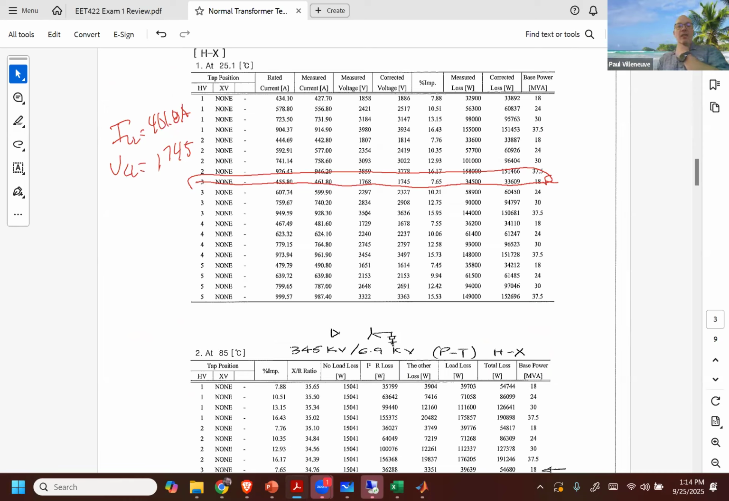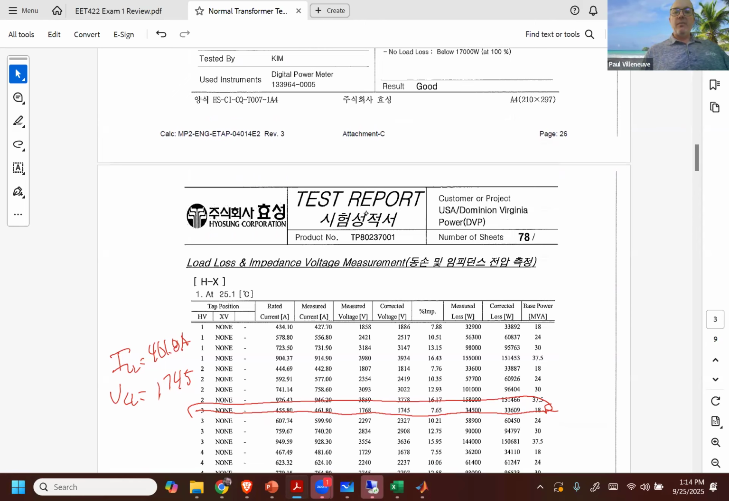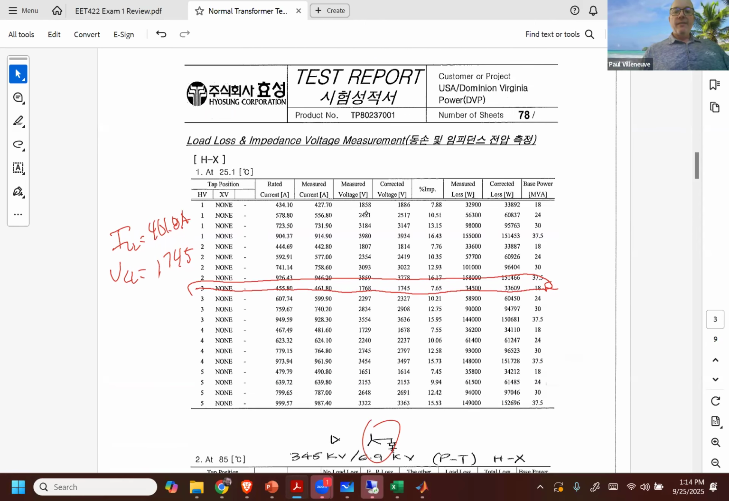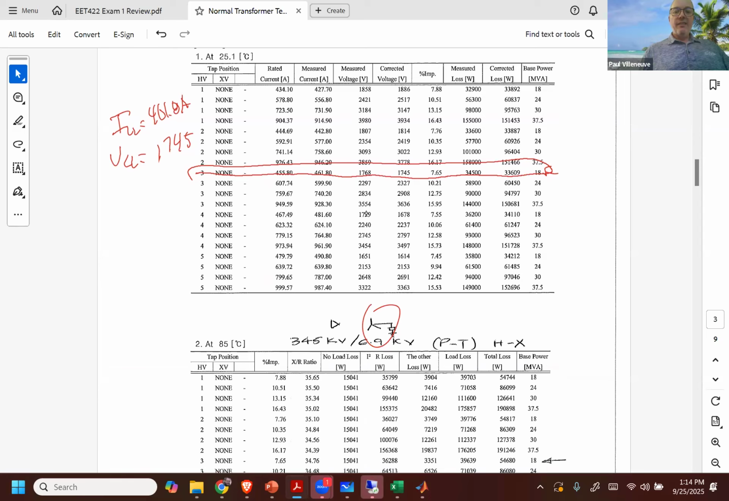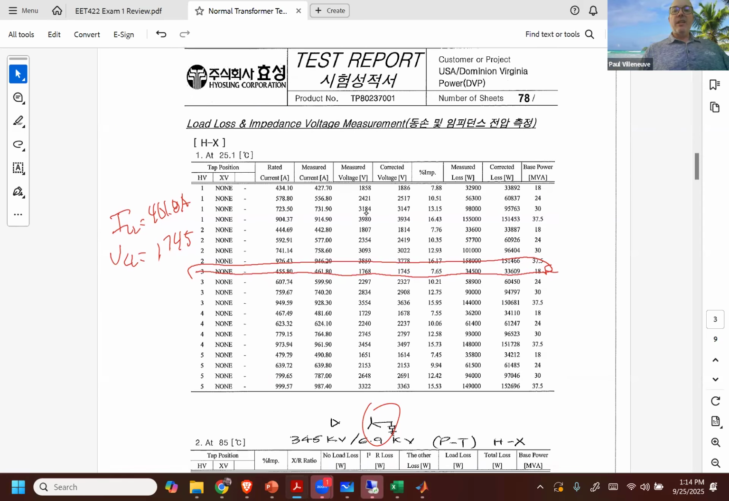All right, so I got my V line to line, which is 1745. This is, I believe, on the X winding. So you can see that is the Y winding over here. But it's still being applied onto the delta. I don't know why it says 345, unless this is a different transformer. I don't think it is. Still the same transformer, I believe. So anyway, at this point, it's going to be on the delta.